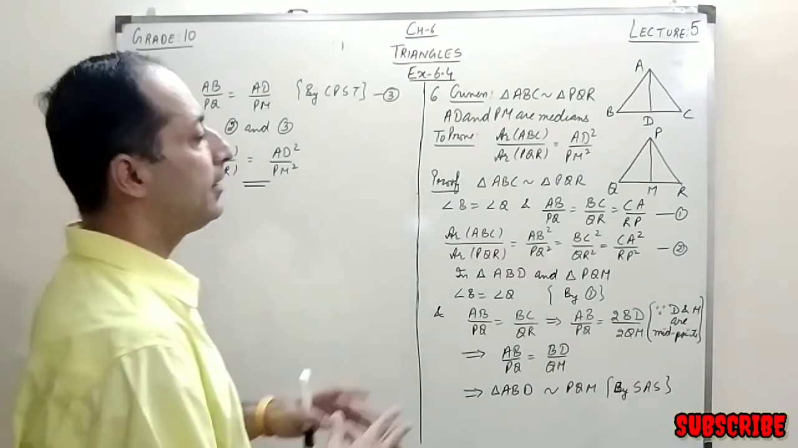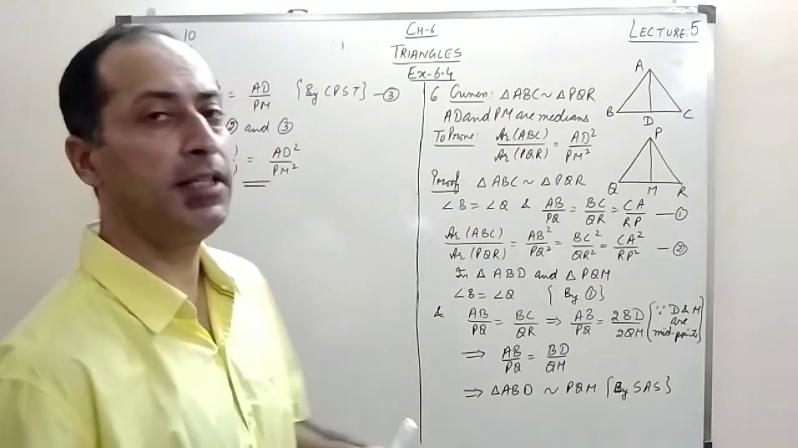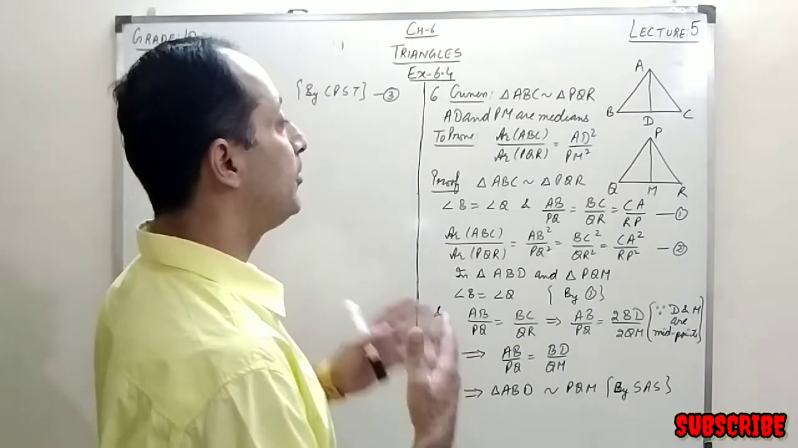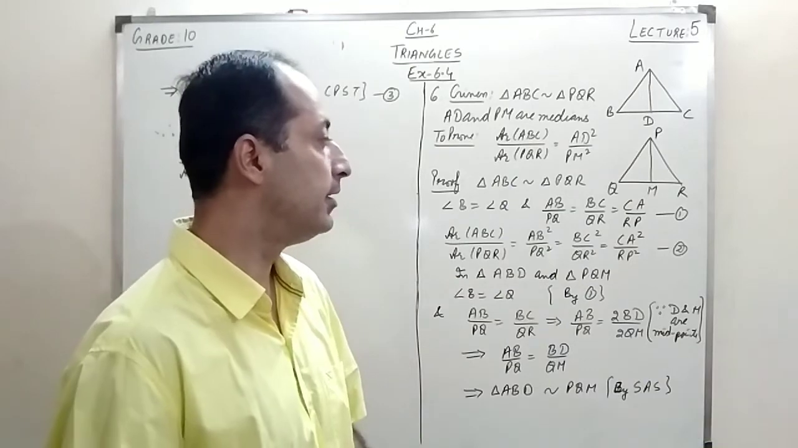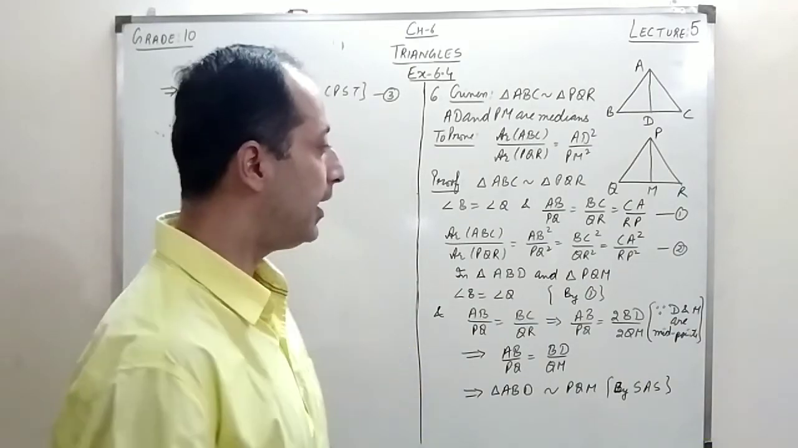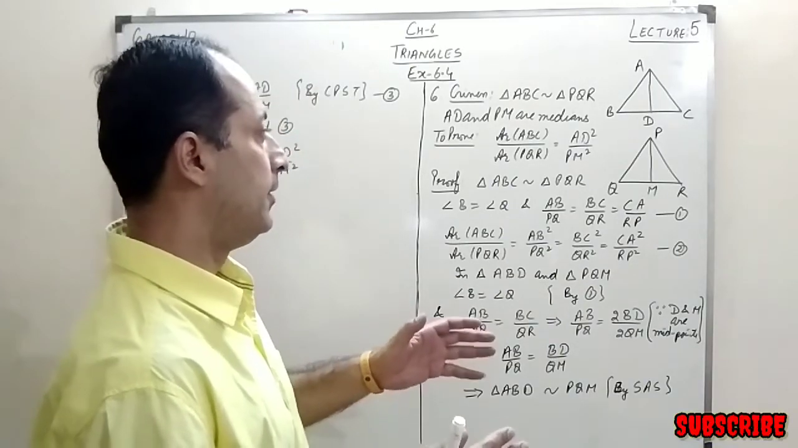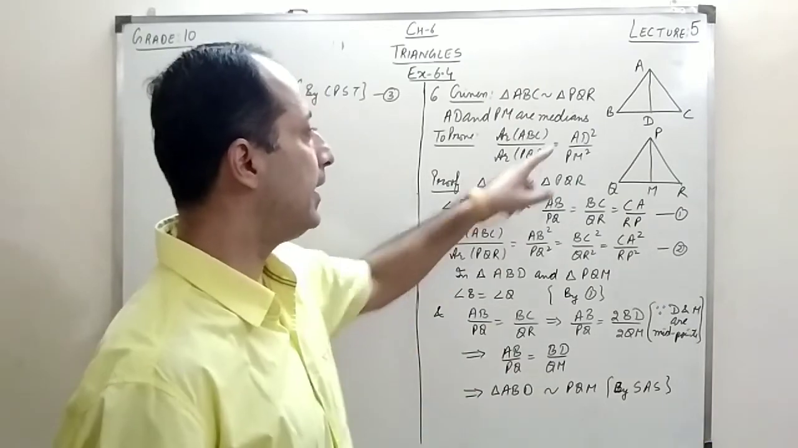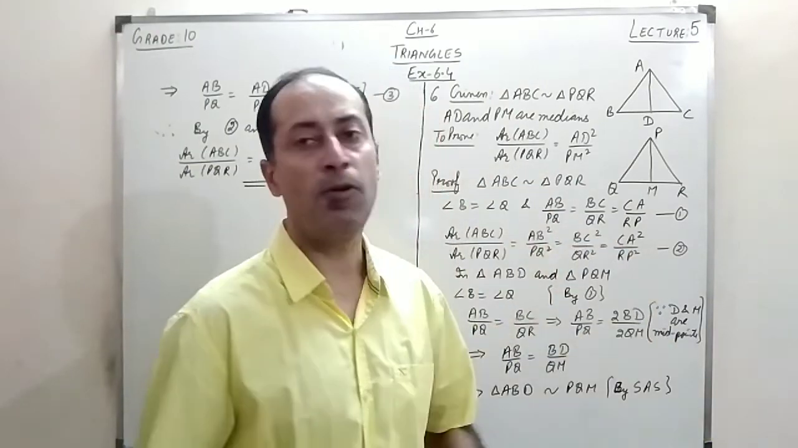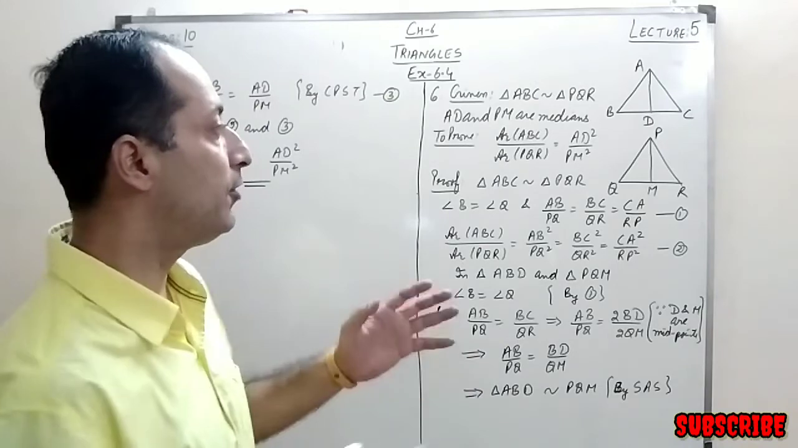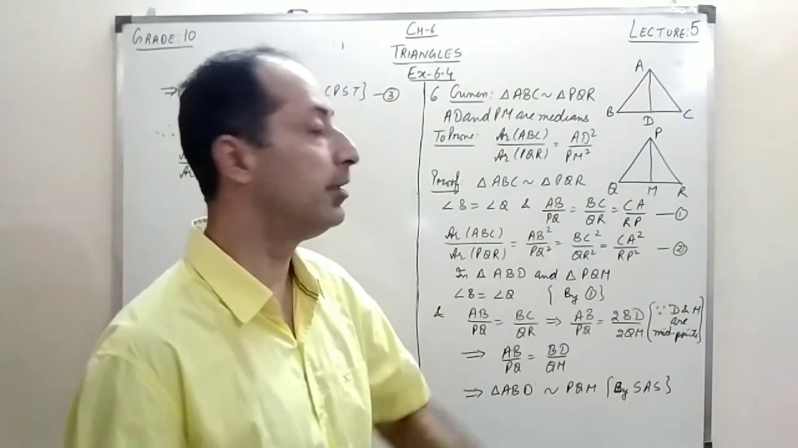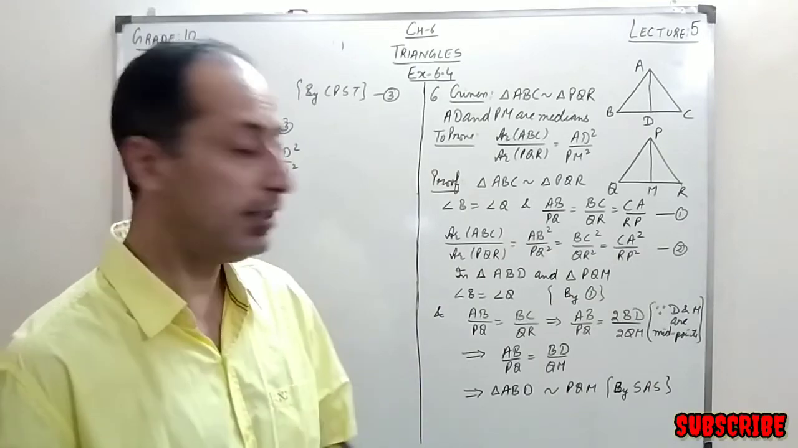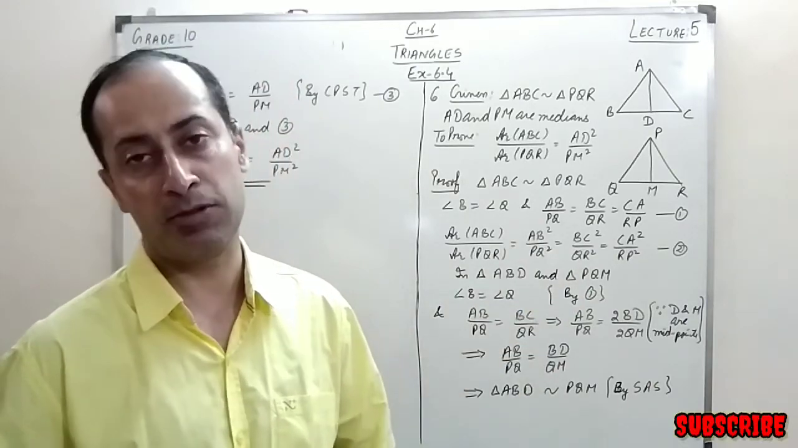Now, since the triangles are similar, by theorem we can say that area of ABC upon area of PQR is equal to AB square by PQ square, BC square by QR square, equals CA square by RP square. Now, if I can prove somewhere that AD by PM is equal to any one of these ratios, that the ratio of the two medians is equal to the ratio of any pair of sides, then I will be able to complete my solution, right?